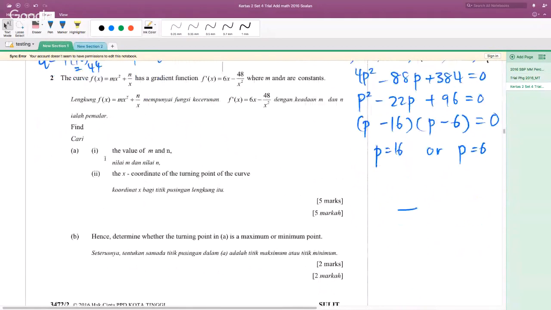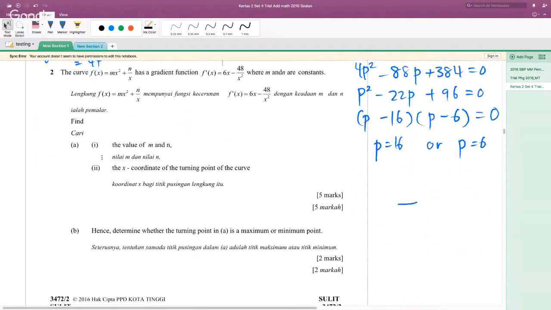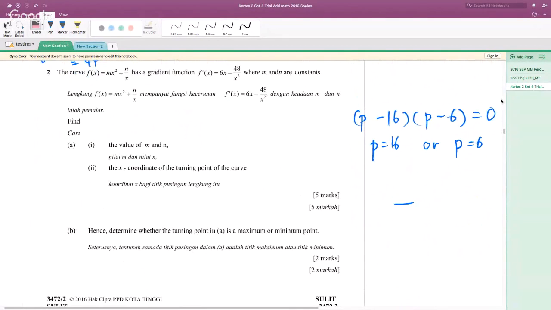For the second question, I guess I will need some space here, so let me just erase the space here.